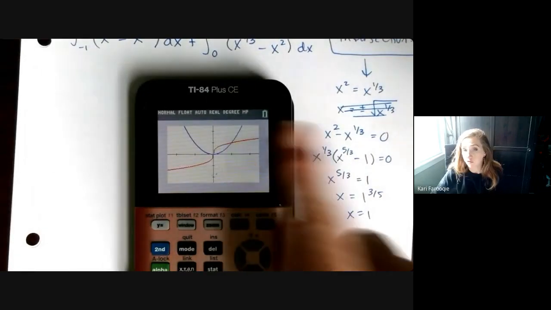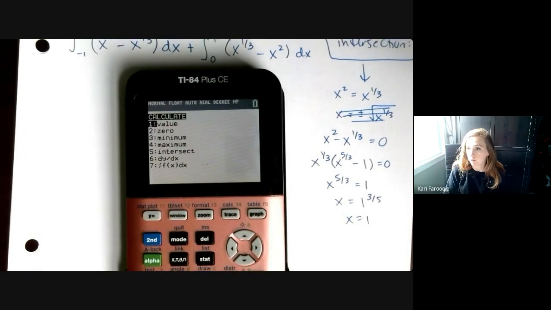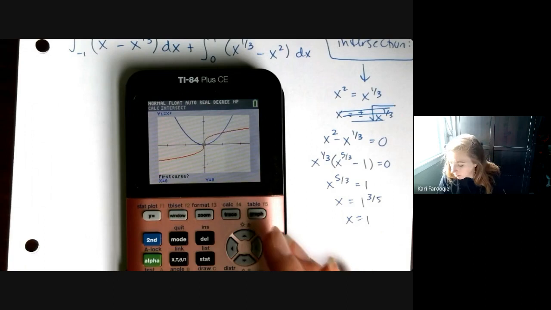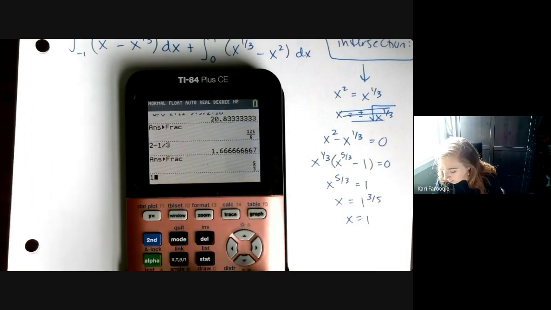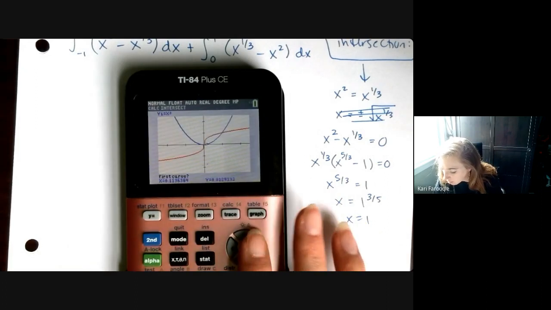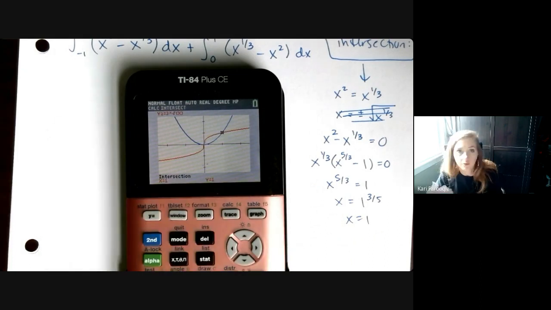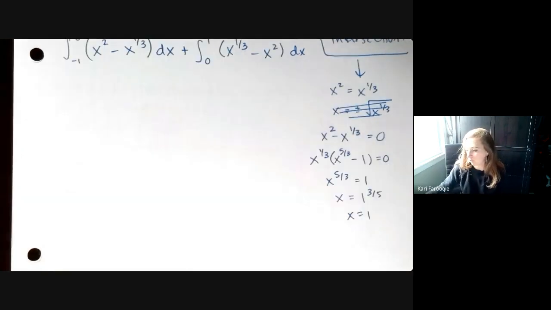You could verify that these two graphs intersect at 1 by going to second trace, which is the calculate menu, and go to intersect, which is number 5. And you could just type in 1. Oh, actually, you can't do that. Sorry. It's a while since I found the intersection point clearly. First curve, second curve. Go over to where it appears the intersection is, hit enter again, and it tells you that the intersection occurs at 1, 1. So if you're ever not sure, you're kind of like, I just want to make sure I've got all the regions covered. The intersection does indeed occur at that value for B that you were given in the problem.